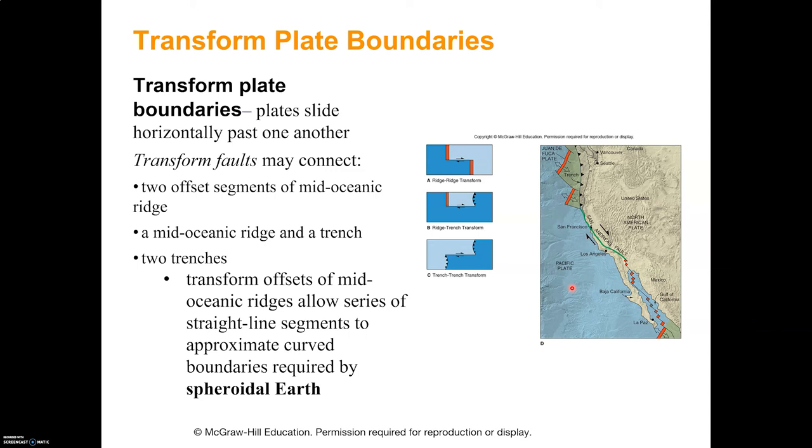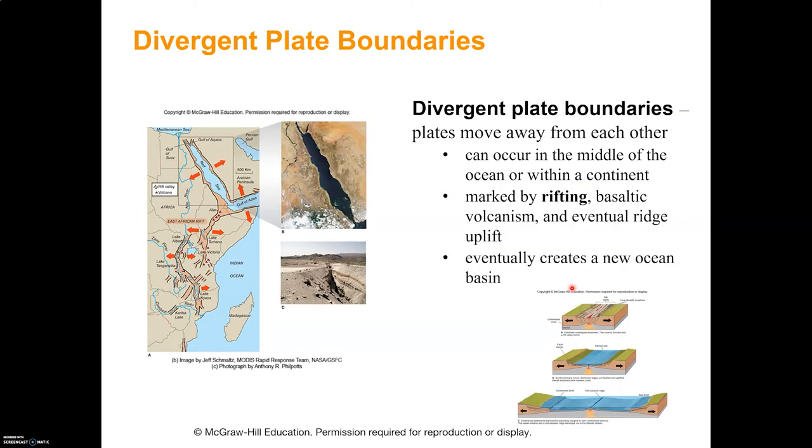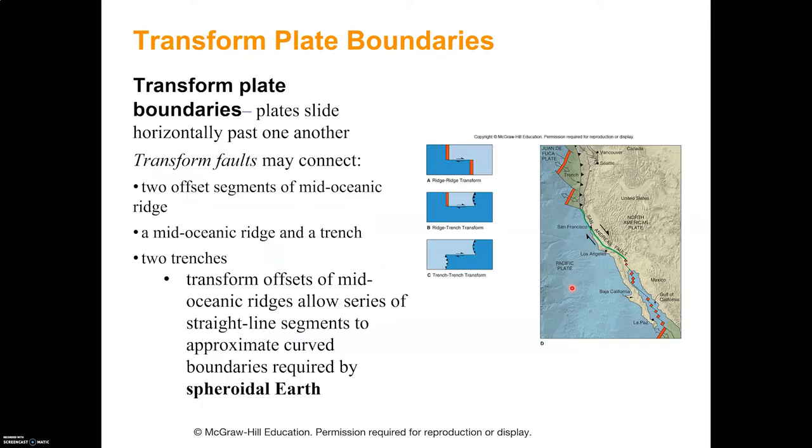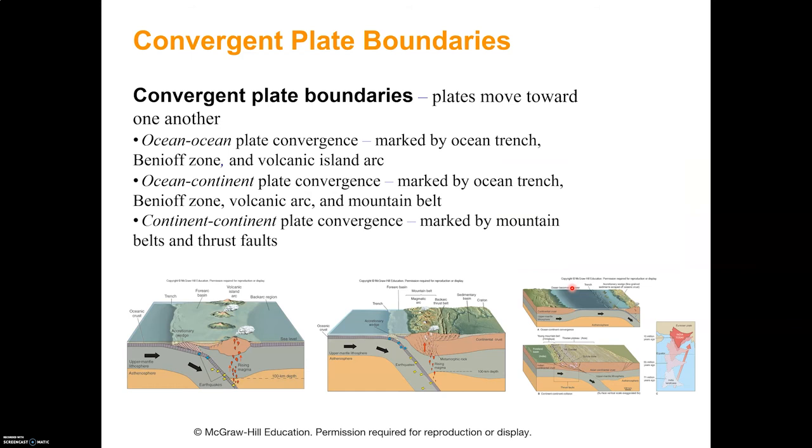So at a divergent boundary, we have crust being created. Transform fault, neither of those are happening. And at a convergent boundary, a lot of times it's being destroyed. An ocean-ocean plate convergent is where we have two oceanic plates coming together. It's marked by an ocean trench. It's going to be deep, and we have a volcanic island arc.